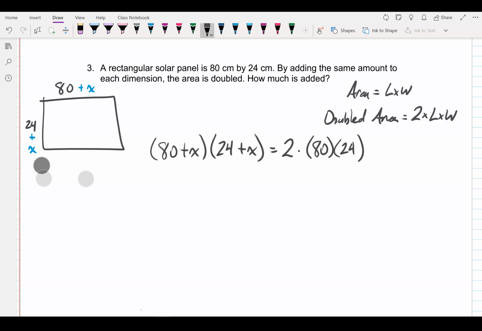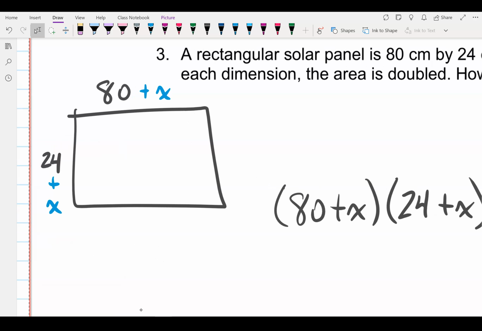Maybe let's look at it another way. Originally we had a solar panel, 80 by 24. So 80 by 24 is our area, right? 80 multiplied by 24 is the area that we started with.